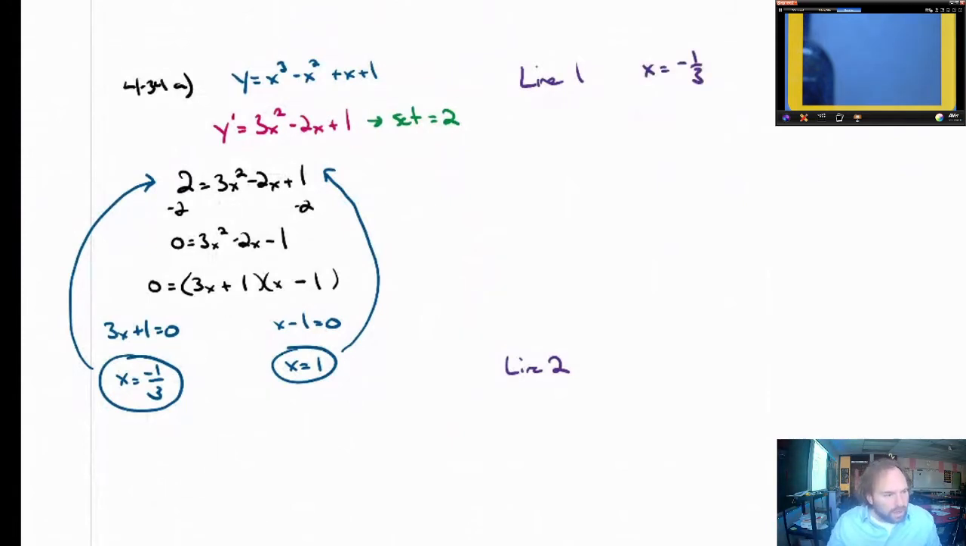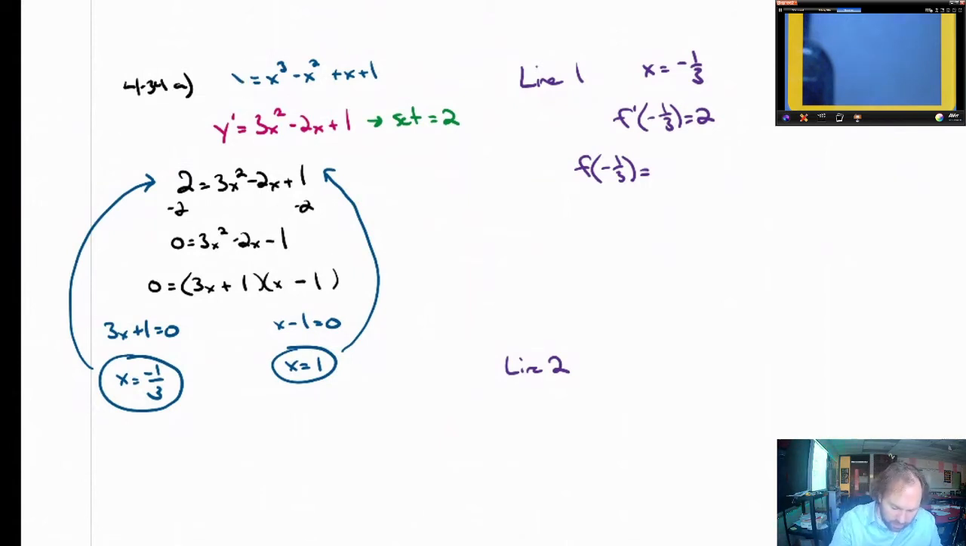So what we need to know, we already know that f prime of negative 1/3 is equal to 2 because that's kind of how we found negative 1/3. We actually set it equal to 2 and worked backwards. What we still need to know is what regular old f of negative 1/3 is, and I think for that we're probably going to use a calculator because we're going to be plugging negative 1/3 into the original equation.